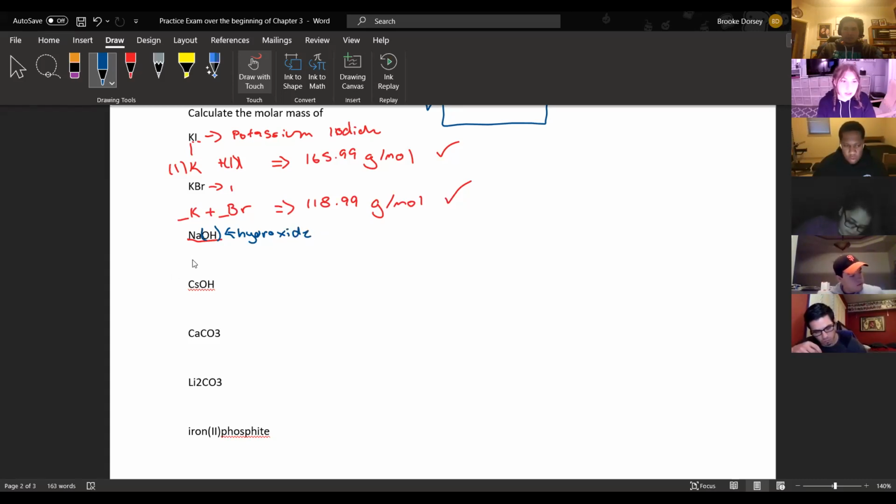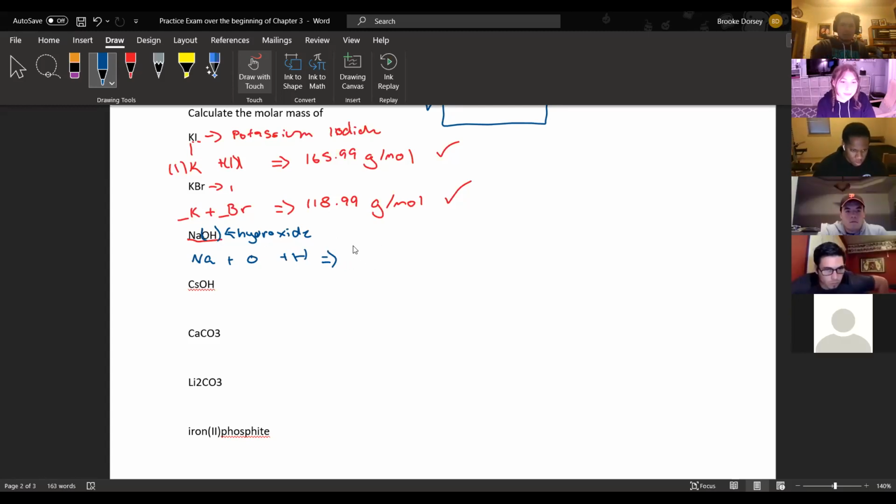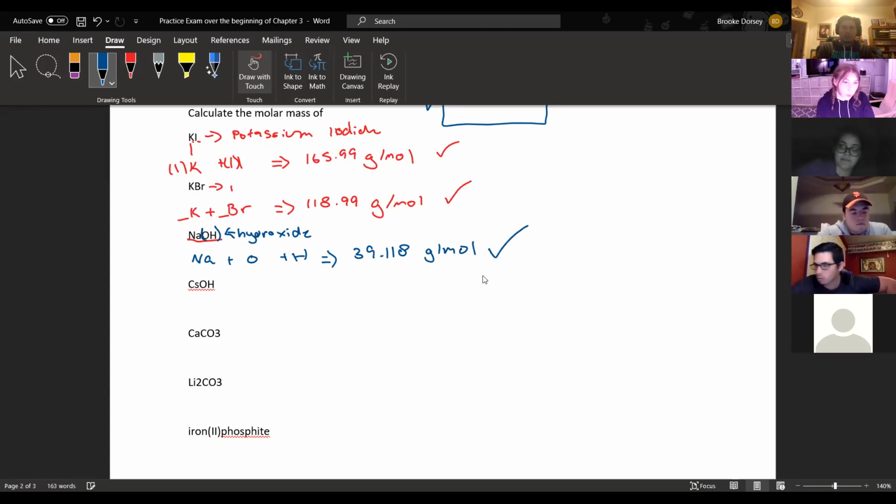Perfect. So we figured out this is sodium hydroxide, so it's sodium plus oxygen plus hydrogen. And like we said, we don't have to multiply by anything because we only have one of each. So what is that? 39.118 grams per mole. Did anyone else get this? Yeah, I got that too. Yep. Awesome.